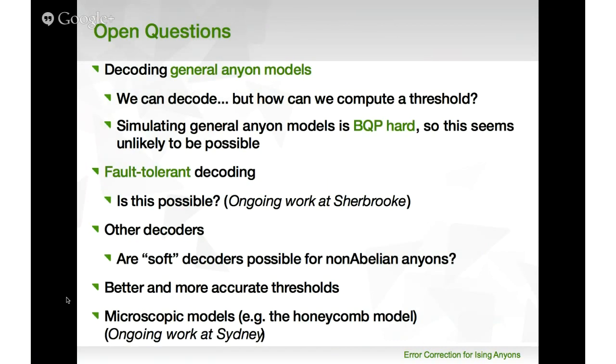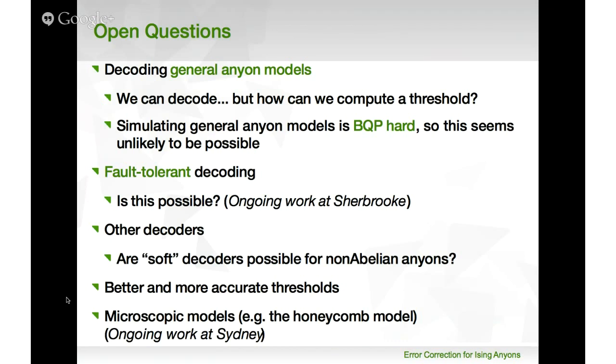So what are some open questions here? You might want to try to decode general anion models. This sounds great. Certainly, we can do error correction on these things, but how would we ever compute a threshold? We would have to track the dynamics of large numbers of non-abelian anions whose dynamics is universal for quantum computation. Well, that's a BQP hard problem, right? So this seems unlikely to be possible.